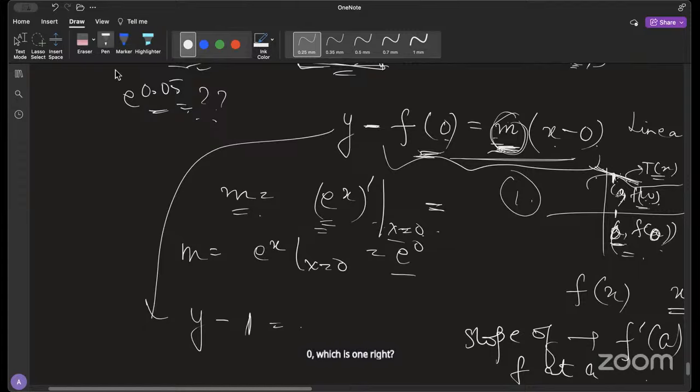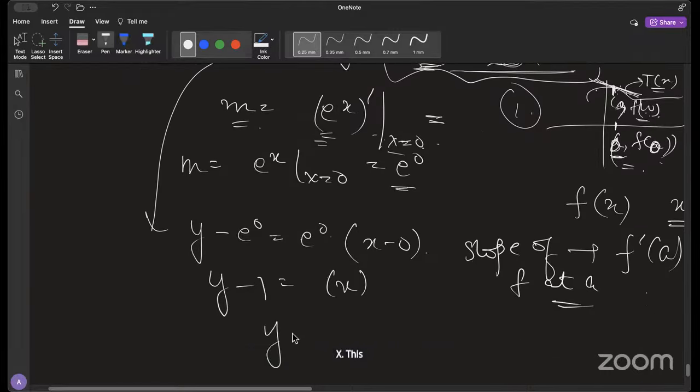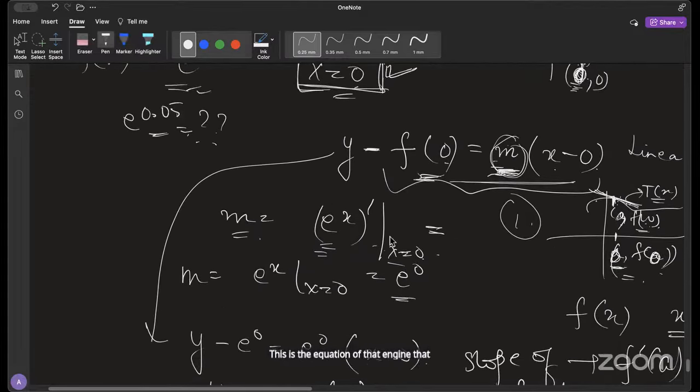It's e to the power 0. Then you have this thing also e to the power 0, the slope, and then x minus 0. So this becomes y minus 1 equals x. So this will be y equals x plus 1. So this is the equation of the tangent that you're going to use for linear approximation.